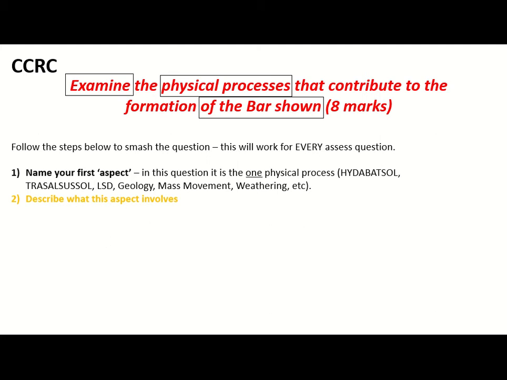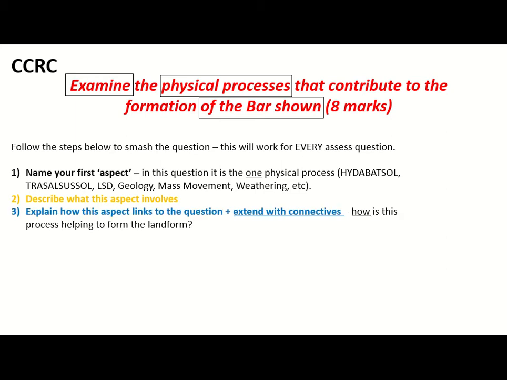Then describe what that means or what that is. This is just showing you know your geography. So if you've said the bar was created by longshore drift, this is where you now describe what longshore drift is. You can't just say it, you need to show the examiner you know what longshore drift is. This is where most of the marks and into getting scores of 5 or 6 at least are going to come from. You now need to explain how that aspect, let's say it's longshore drift, links to the question and extend it. So how did longshore drift help form a bar? Now that's the third part.